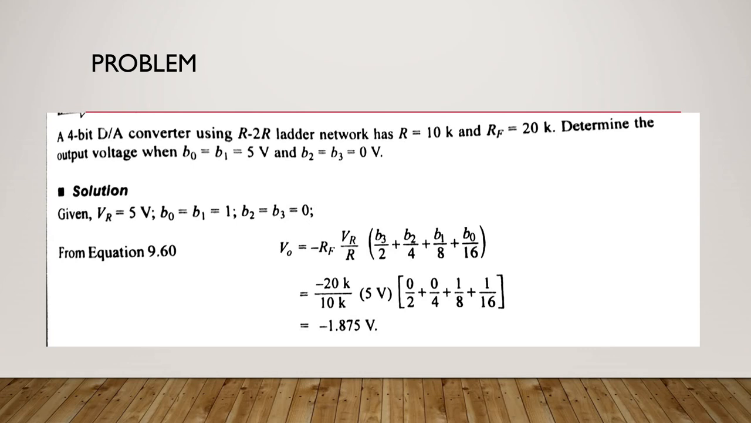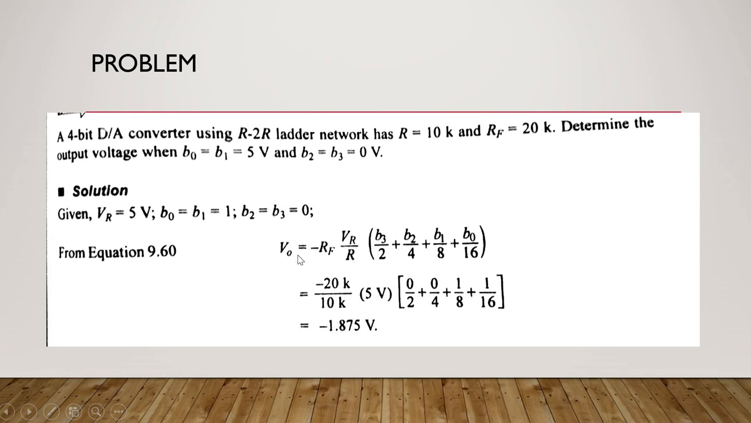And one problem is discussed over here: a 4-bit digital to analog converter using an R2R ladder network has R value as 10K and RF, the feedback resistor value, as 20K. Determine the output voltage using the formula when V0, V1 equal 5 volt and V2, V3 are 0 volt. Means V3, V2, V1, V0 values are now 0, 0, 1, 1. V0, V1 is 5 volt, means it is logic 1. Here the binary input is logic 0. So it is 0, 0, 1, 1.